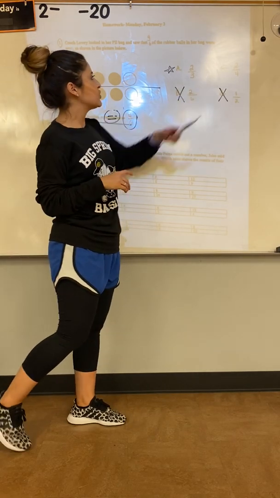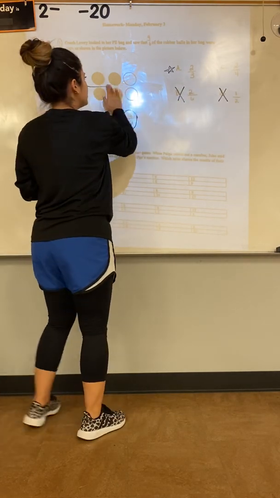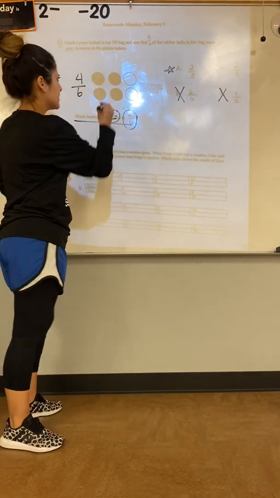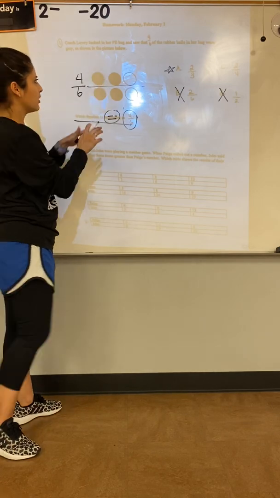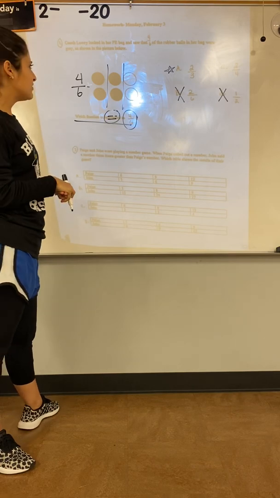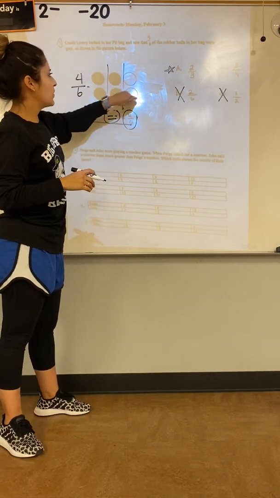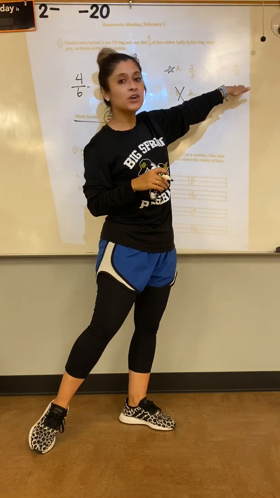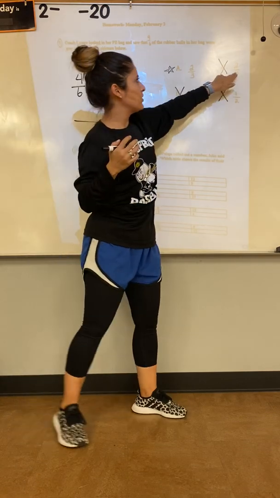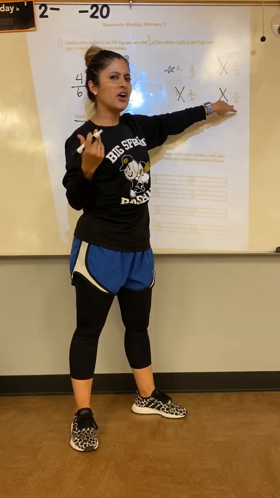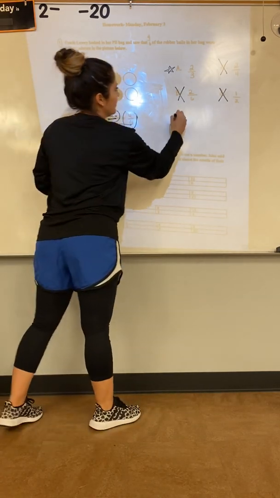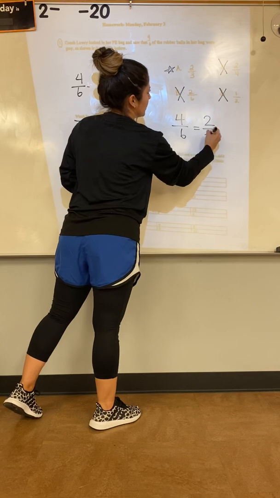When we take a look at C, 2/4, I got to ask myself, can I divide 6 into 4 parts equally? Well, we said we could cut it in half, 2 equal parts. We said that we could cut it into thirds, 3 equal parts. Can I divide 6 total by 4 equally? No, I cannot, so I'm going to eliminate it. And I also know that 2/4 is equivalent to half, and we already eliminated half as an answer choice. All right, so we have 4/6 is equivalent to 2/3.